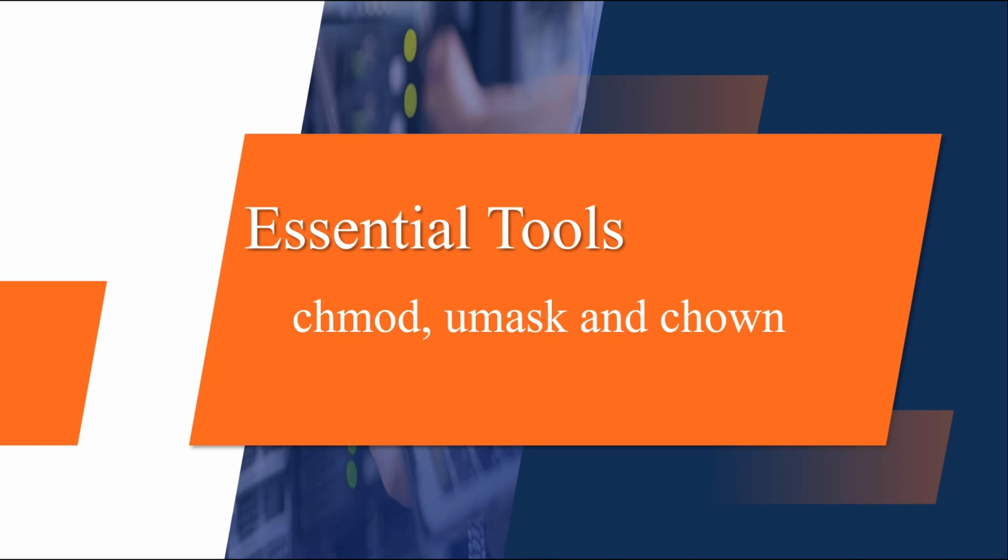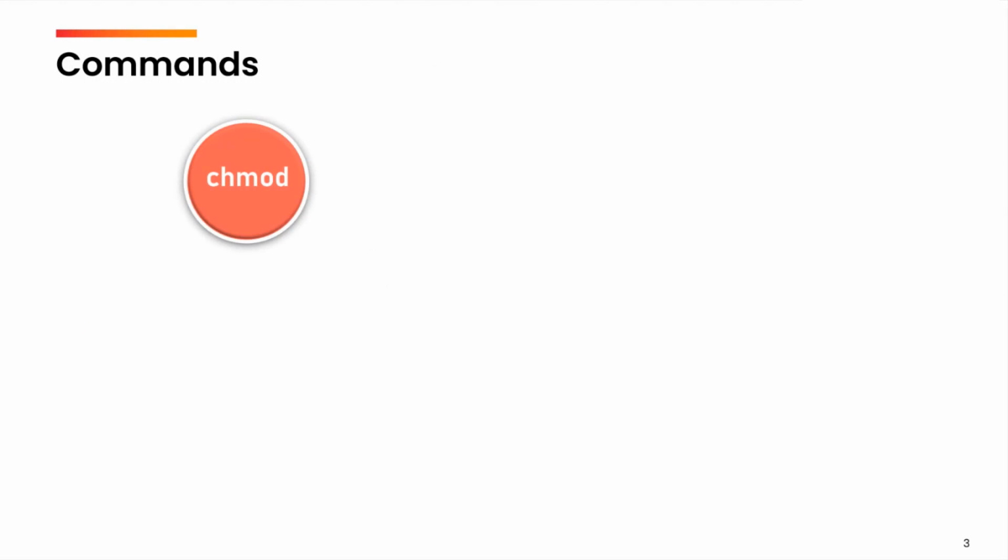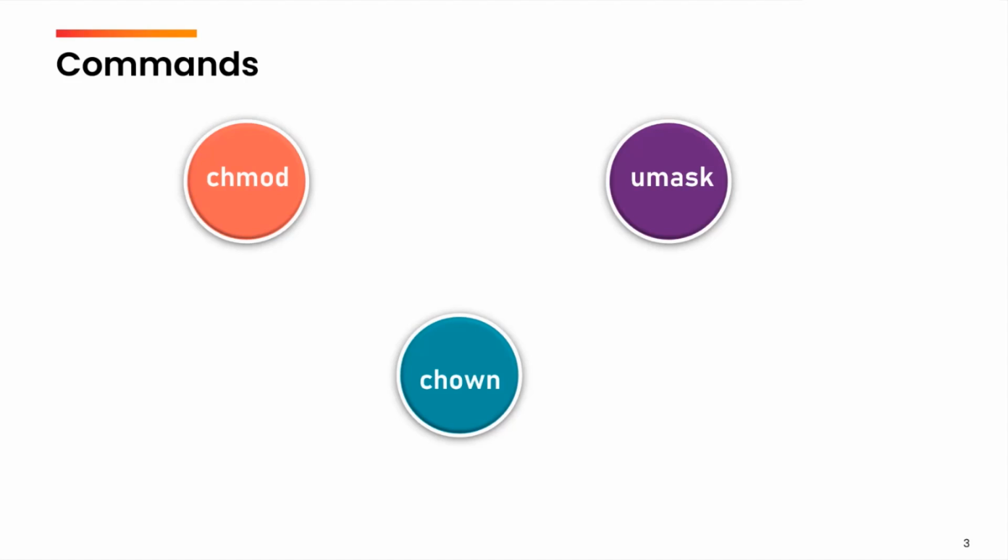Hello everyone. In this video, we are going to understand how to change the file permissions and how to change the ownership of files and directories. So what we are going to cover in this lecture is three commands: chmod, umask and chown. So let's get started.